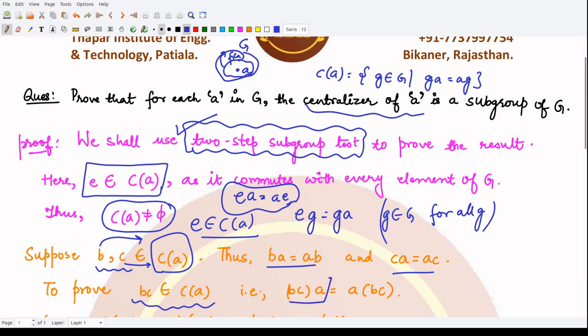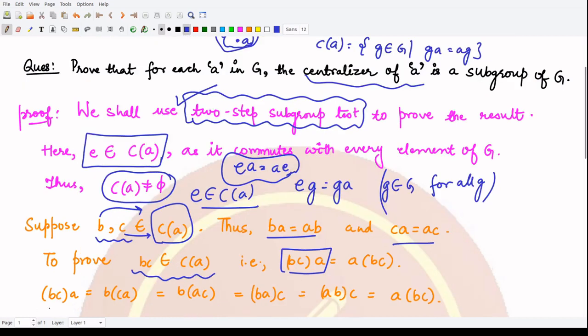So what we do, we take this left hand side and then simplify it. BCA, by the associative property, you can shift the brackets here, and you know CA is equal to AC. So instead of CA, you can write AC. Again, you can make use of associativity to shift the brackets. Now you know BA is equal to AB, so you can write AB here, and again make use of associativity to have this thing. So from here you see BC of A is equal to A of BC. Hence we have the commutative property present with us. So this is the first part of the two-step subgroup test.